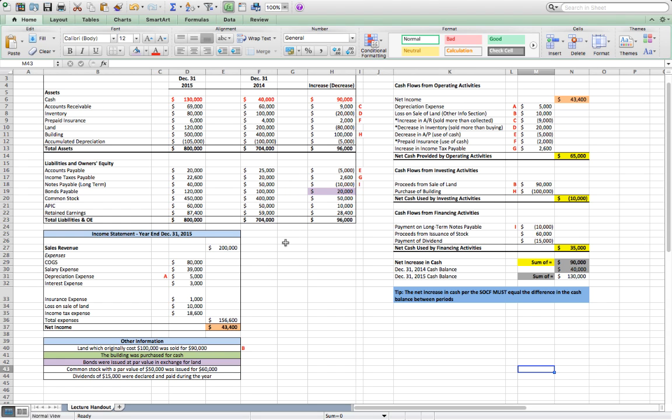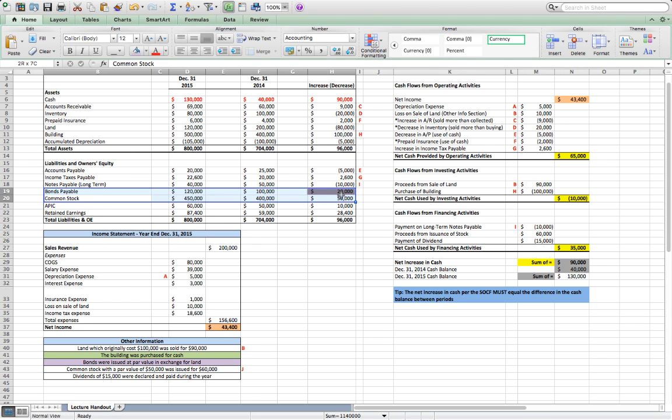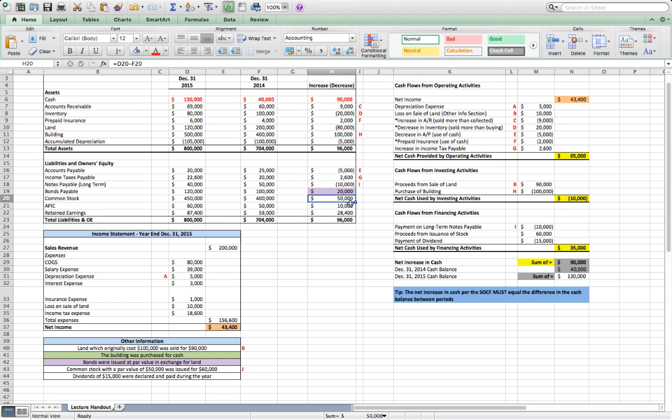Next is the proceeds you received from issuance of stock. As it says down here, in the other information, common stock with a par value of $50,000 was issued for $60,000. Therefore, the par value account, the common stock account, increased by $50,000. And since you sold it for more than par, you had additional paid-in capital of $10,000. You recognize the proceeds from the issuance of stock of $60,000.